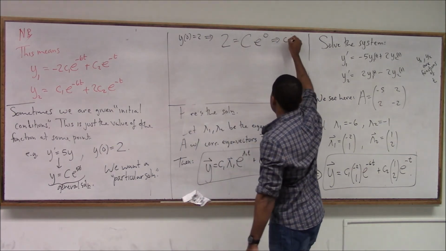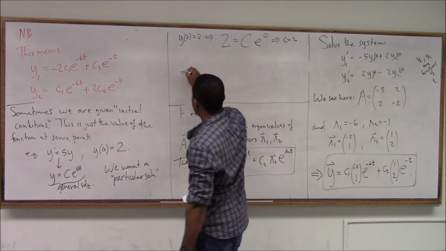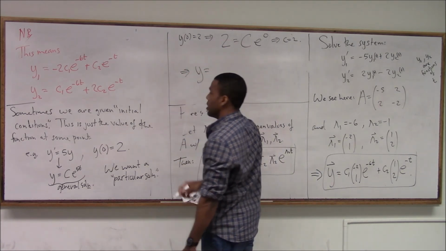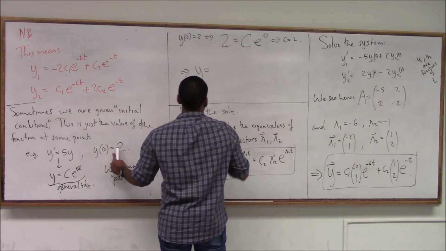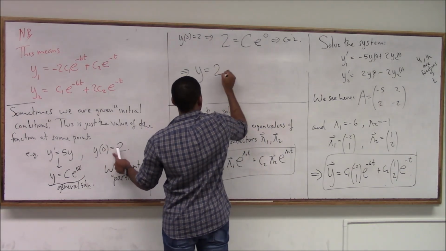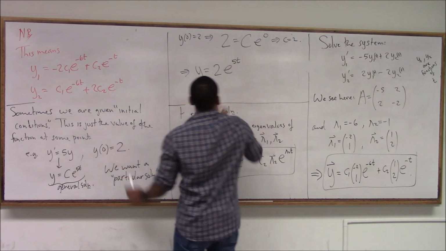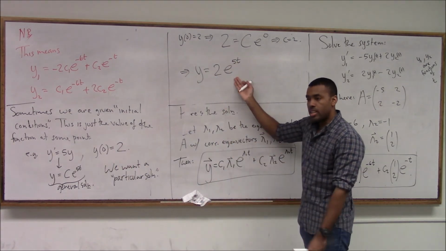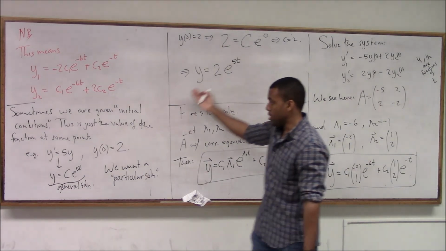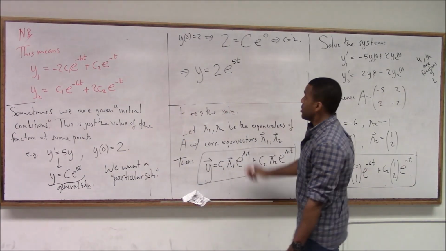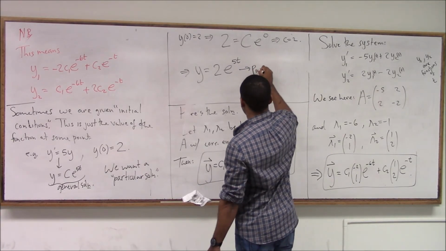And so this would mean that c equals 2, and so the function that solves this differential equation passing through that specific point is going to be 2e to the 5t. Notice that if I take the derivative of that, it's going to be 5 times itself. Moreover, it is a function that passes through the point 0, 2. So this is called the particular solution.